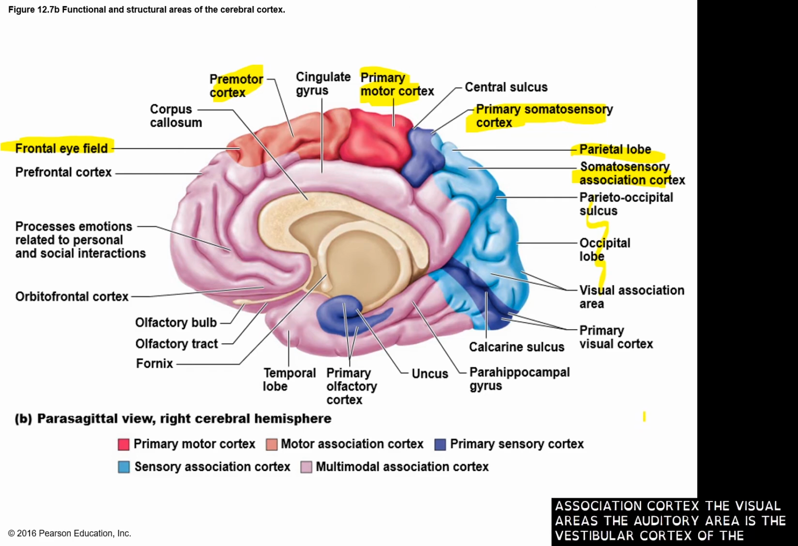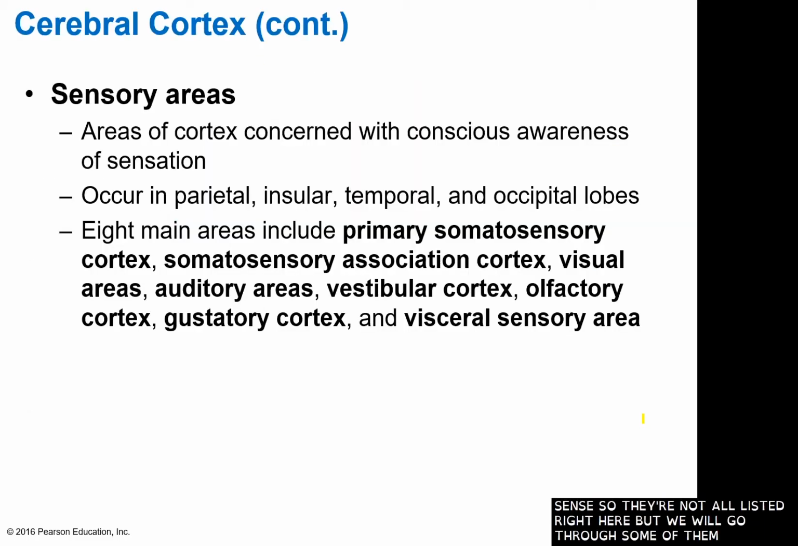So the vestibular cortex is for balance. Then we also have the gustatory cortex for taste, and then the visceral sensory area. So visceral is for organs. So that's organ sense. They're not all listed right here, but we will go through some of them. So these are the sensory areas we're going to go through.